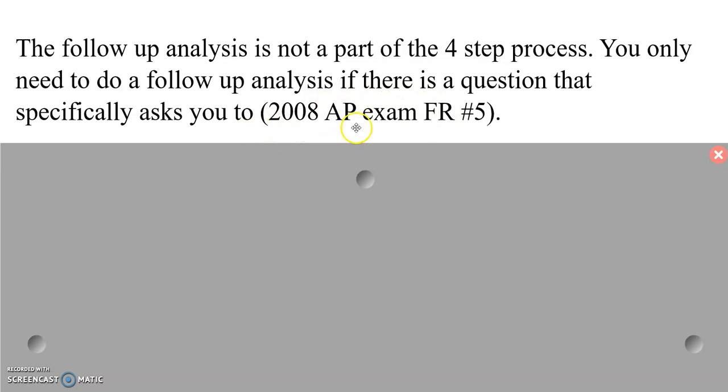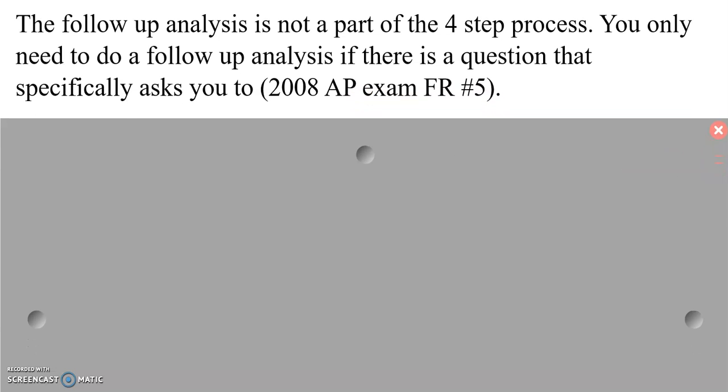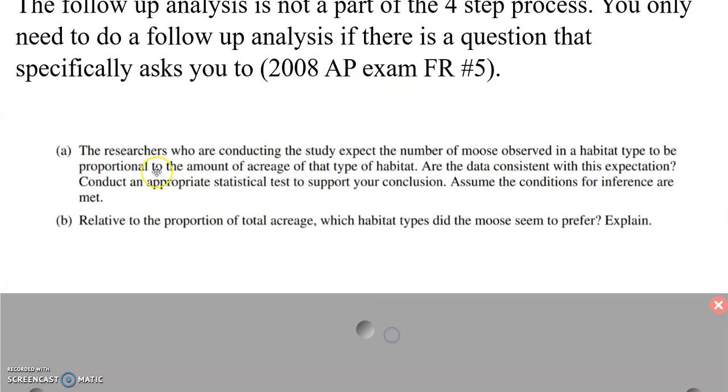So on the 2008 AP exam, free response question 5 was a question about studying moose populations and where they were hanging out. And in part A, we did a 4-step process, basically. And then in part B, it says, relative to the proportion of acreage, which habitat do the moose seem to prefer? And to answer that, you would use the contributions to the chi-squared statistic to discuss which ones were more popular than expected.